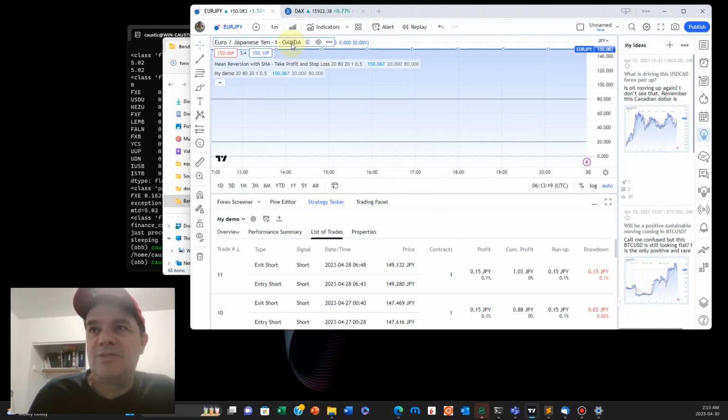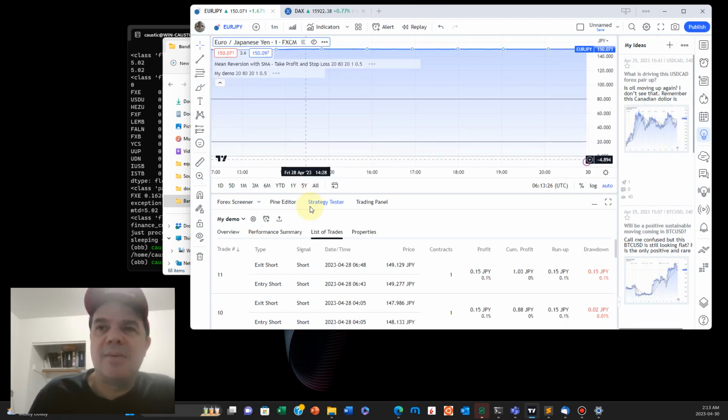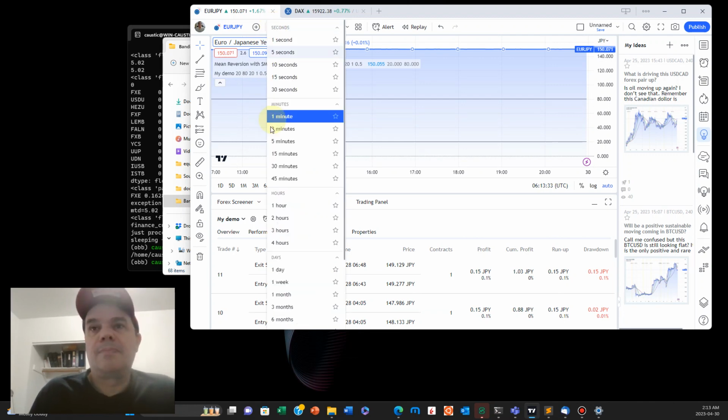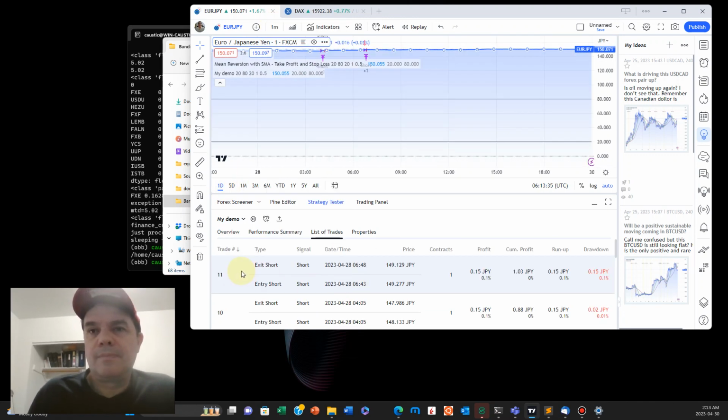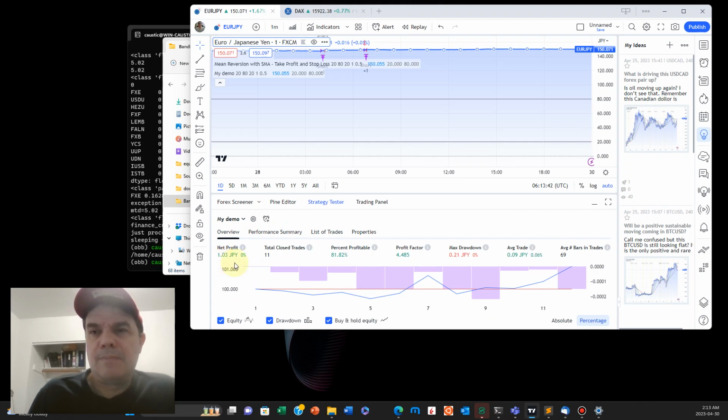So if I change this now to euro Japanese and move it to FXCM, let's say, same parameters, 1 month, was it 1 minute and 1 day? Pretty well, everything keeps in line, which is similar. There were 11 trades. So with the forex, it's very consistent across the brokers, but not with crypto. So that's pretty well it.